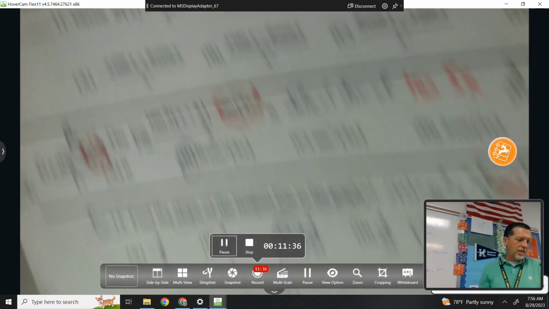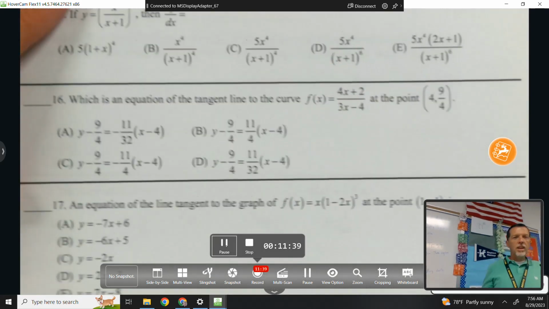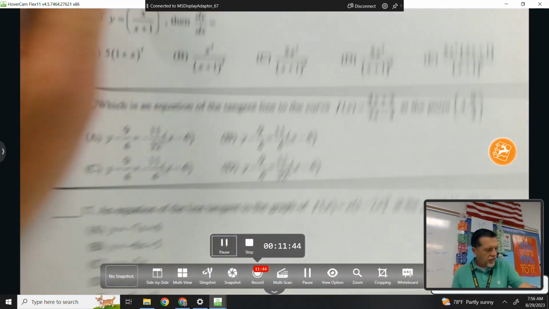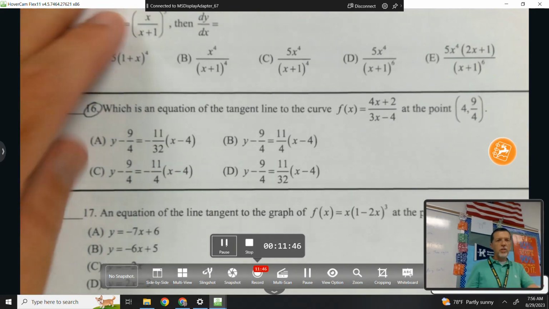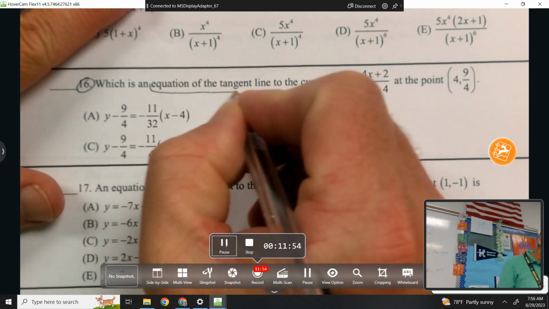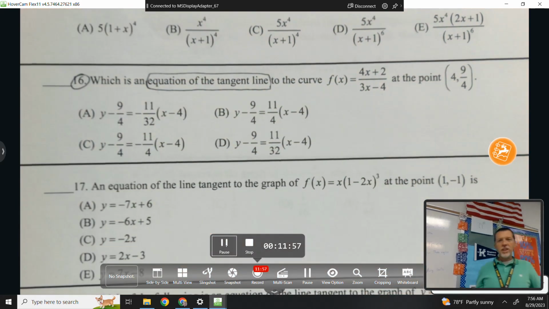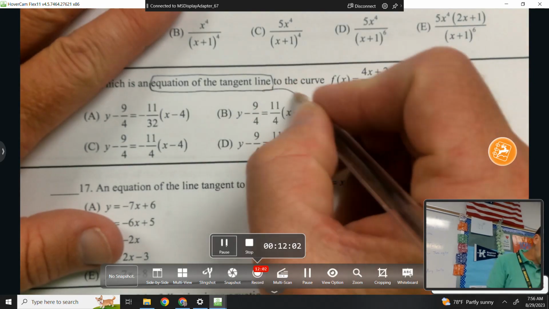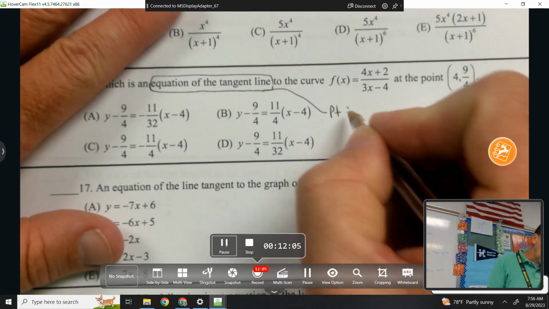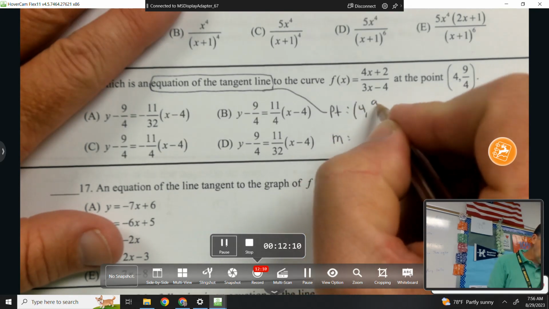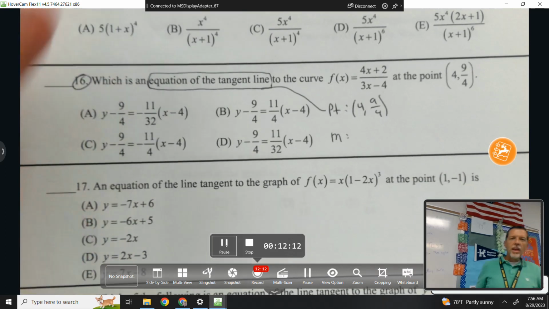10, 13, 16. Again, the hardest part is keeping up with what number we're on here. So 16 and 19, and then we'll be done with this portion of the video. Which is an equation of the tangent line? Okay, so equation of a tangent line. Not just slope of the tangent line, that would mean derivative, but equation of the tangent line means I need slope and a point, because I want to do point-slope form. Well, the point's easy, they give me that. How am I going to find the slope?